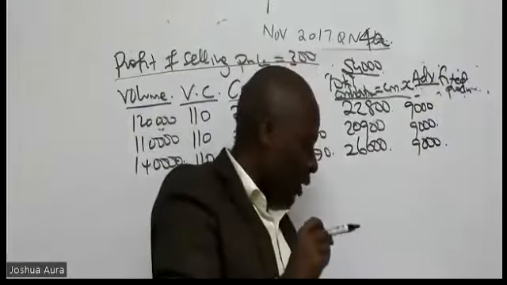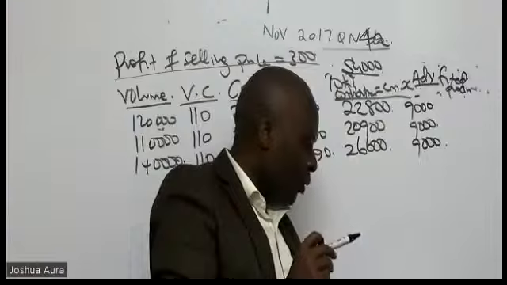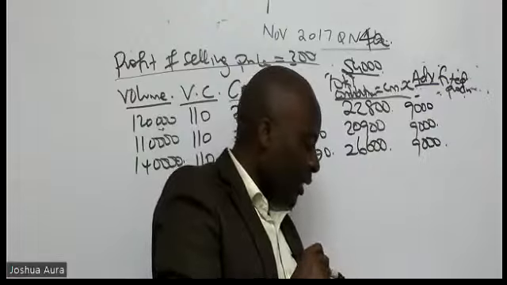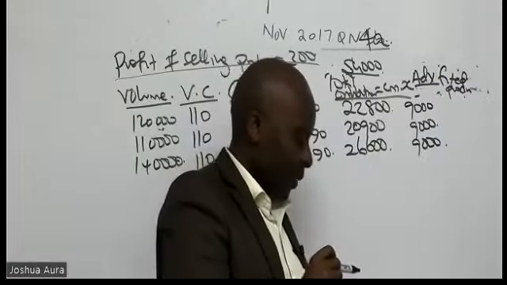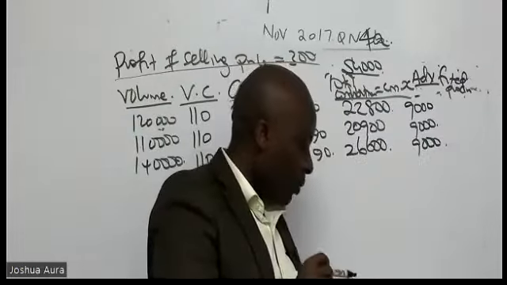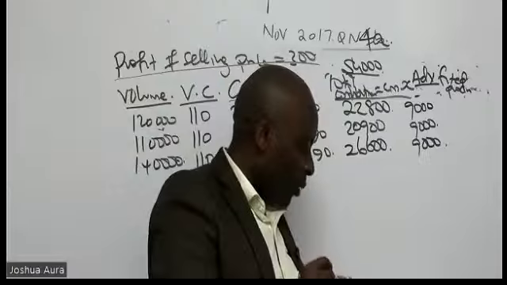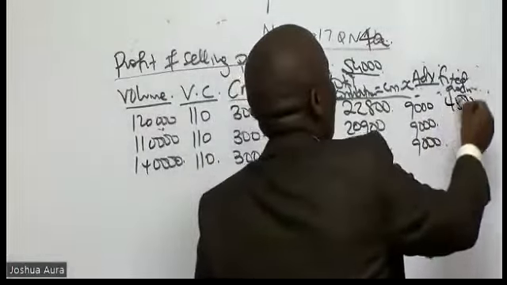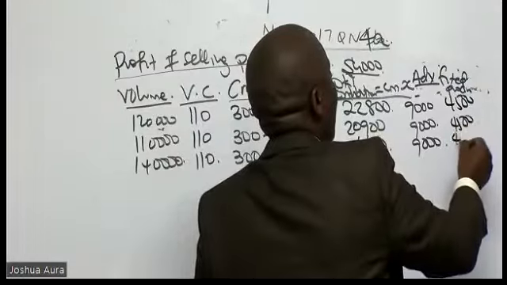Advertising, they have told us in note number 2, would be 9 million, but I'm chopping the 3 zeros to be consistent, per annum at a selling price of 300. So in this case, it's 9,000. And then we have the fixed production. You're able to see note number 3. The fixed production is 4,500 per annum.